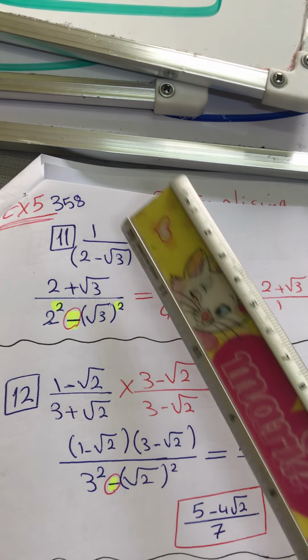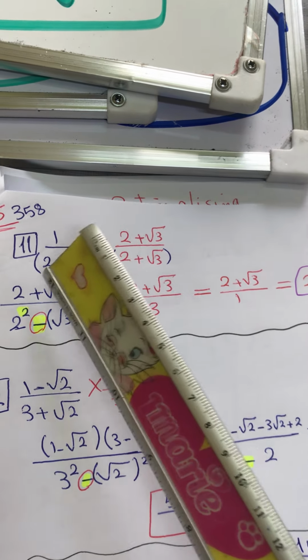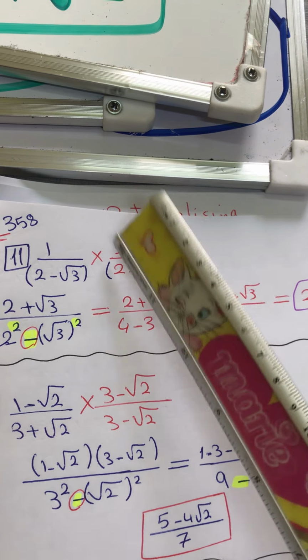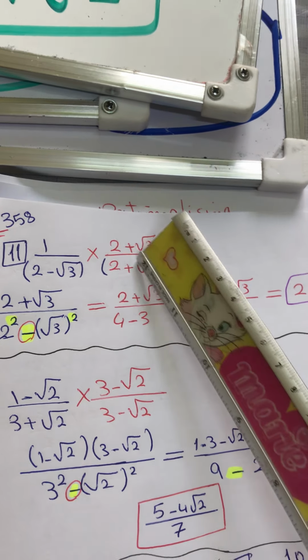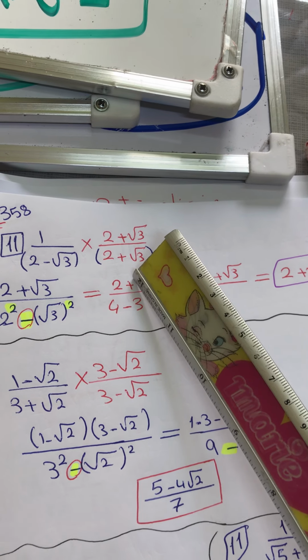We have the fraction 1 over 2 minus square root of 3. What is the denominator? 2 minus square root of 3. So I'll multiply by 2 plus square root of 3 up and down. That's to say, multiply by 1. I'll not change the value.